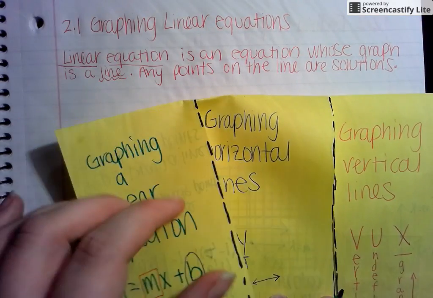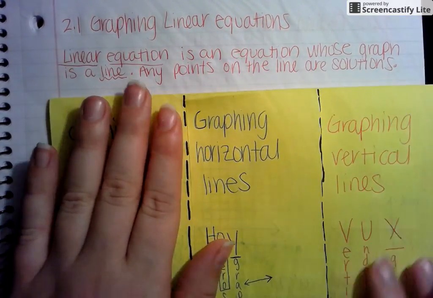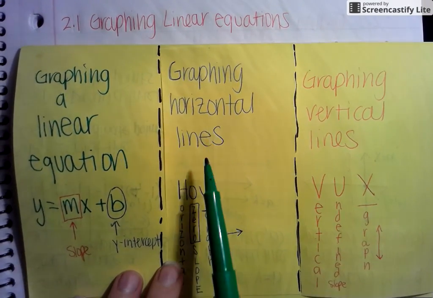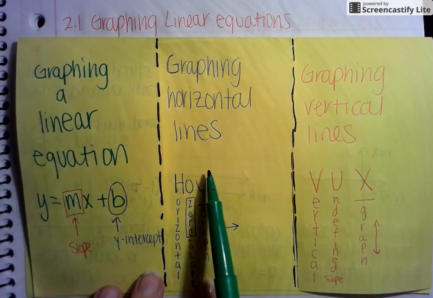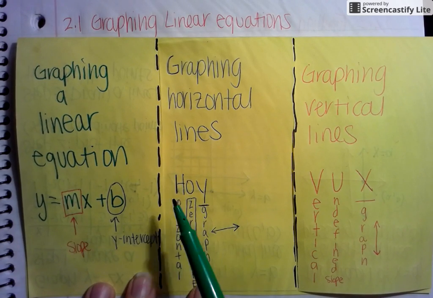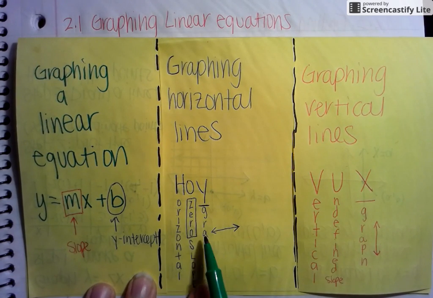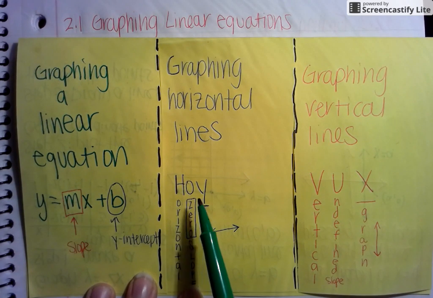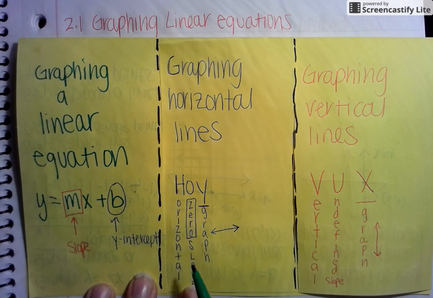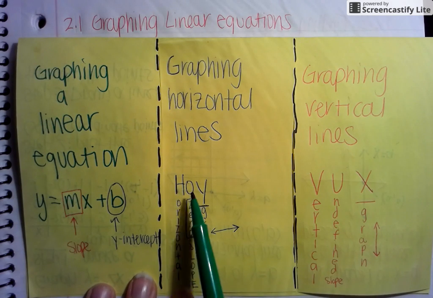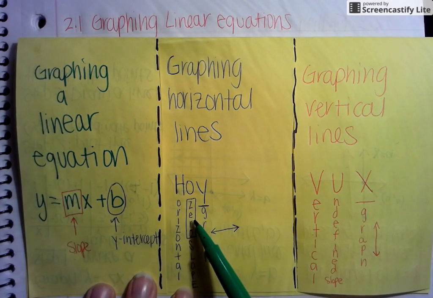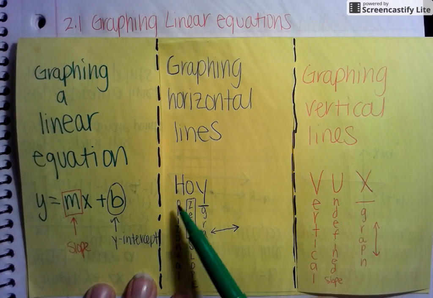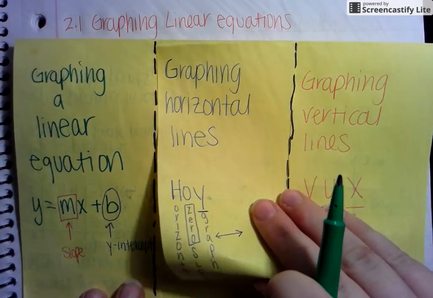The second type of linear equation is a horizontal line. I use a key thing to remember this: HOY, which stands for a y graph is always a horizontal line, and it has a value of 0 for its slope. HOY is a way you can remember which one is which. 0 is going to be the slope, which we'll talk about in the next section.